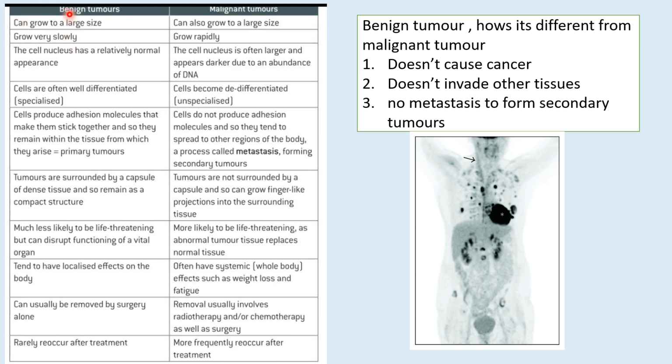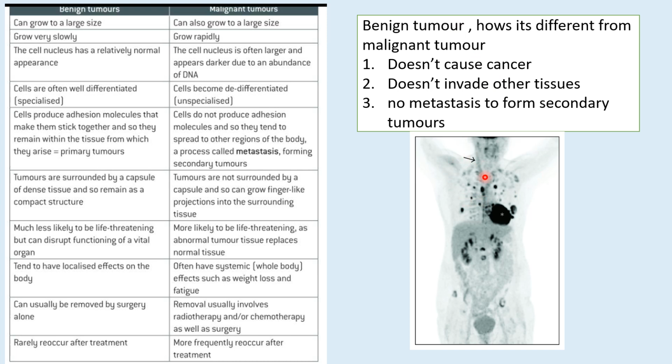This table compares benign tumor and malignant tumor, and you can have a read of them. This is from the AQA textbook, but I believe these are the main 3 points that we should come out with. Number one, benign tumor is different from malignant tumor. Why? Number one, benign tumor does not cause cancer. Number two, it does not invade other surrounding tissues. Number three, it does not metastasize around the body to form secondary tumors.